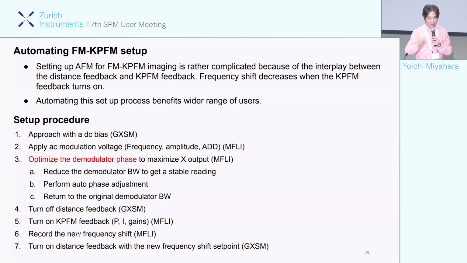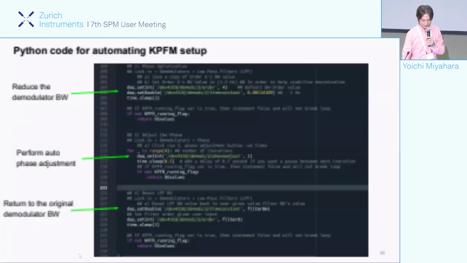And then, because we cancel the electrostatic force, the frequency shift decreases to a new value. So if you want to keep the same distance, you have to change the setpoint in GXSM. Then finally, you can turn on the distance feedback. So this is very complicated for most people, and we wanted to automate this process.